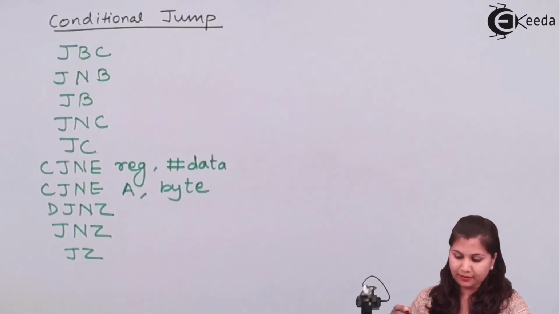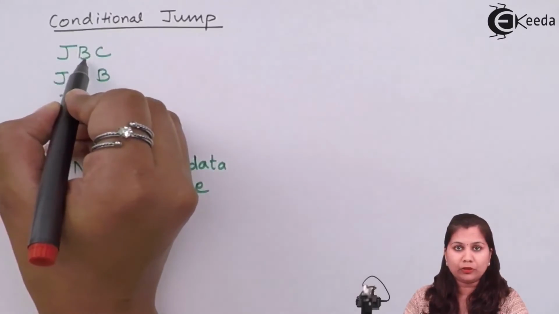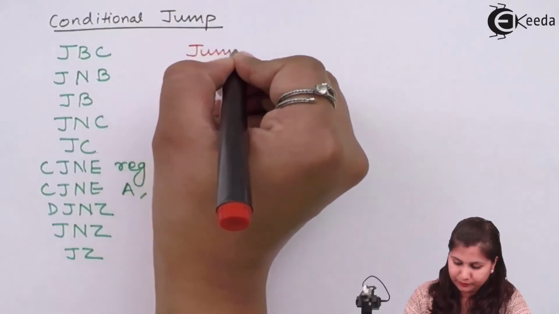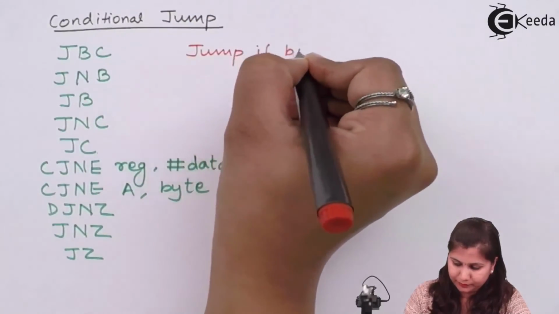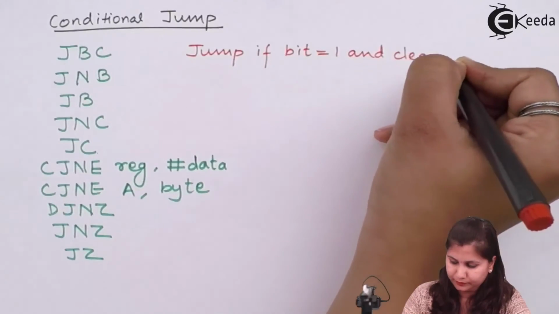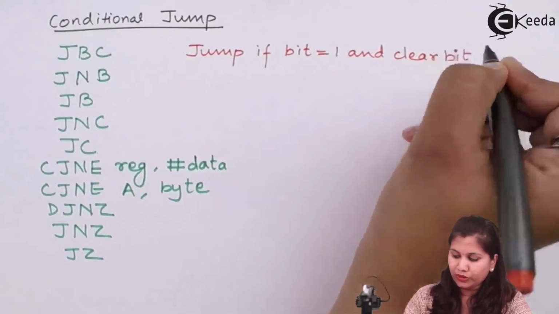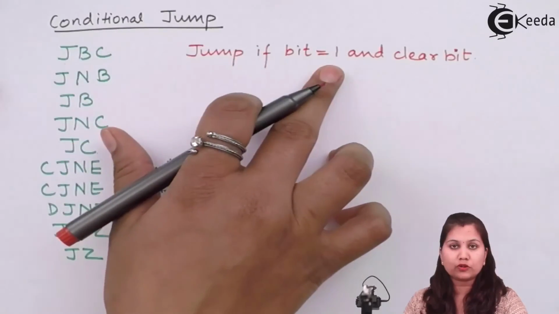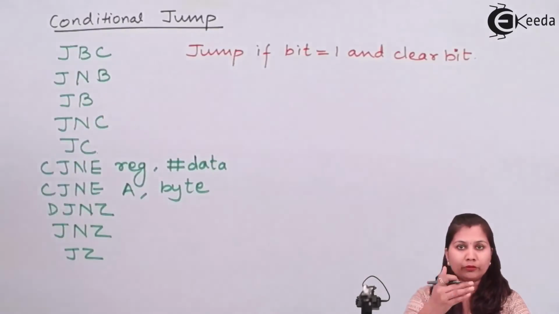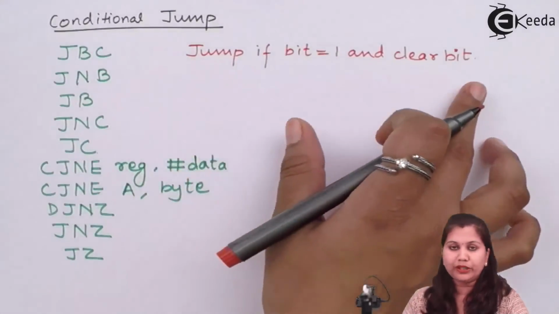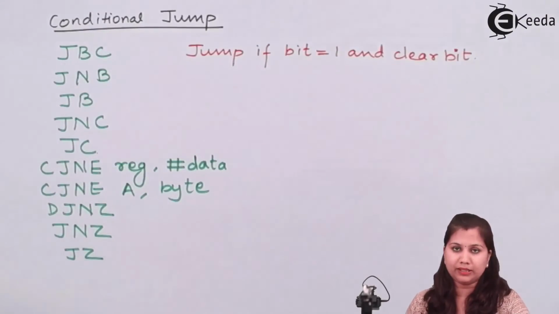So first we have JBC, that is, jump if the bit is equal to 1 and then clear the bit. Here we specify the bit in the instruction, and when that bit is equal to 1, only then does it jump to some memory location, and after the jump operation it clears the bit, that is, the bit becomes 0.